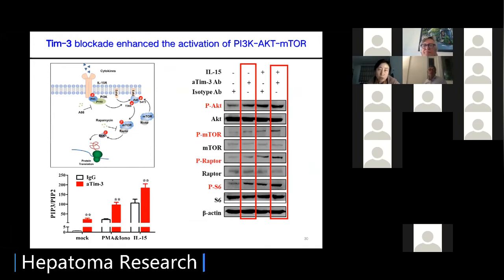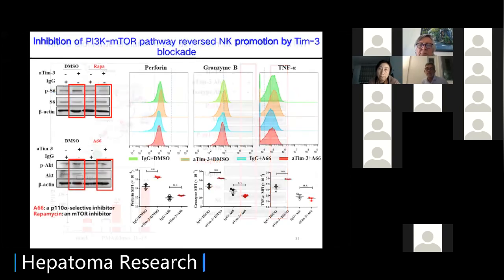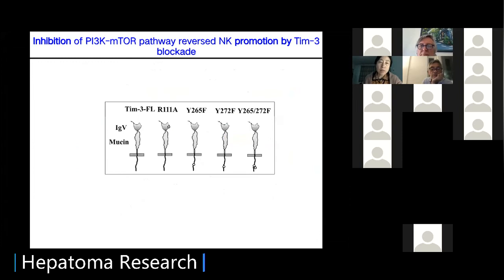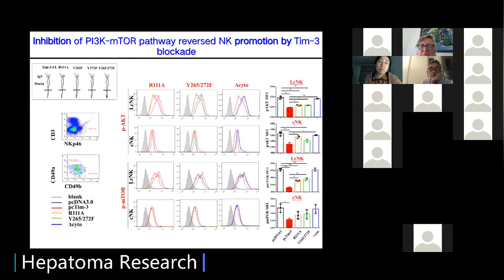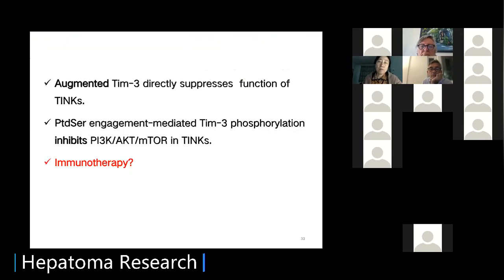And then we detected the downstream signals and also show the signal pathway. I will ignore this detail. With a lot of experiments, we clearly show that PS can bind with TIM3, leading to a signal pathway that inhibits PI3K, AKT, and mTOR in the tumor infiltrating NK cells.